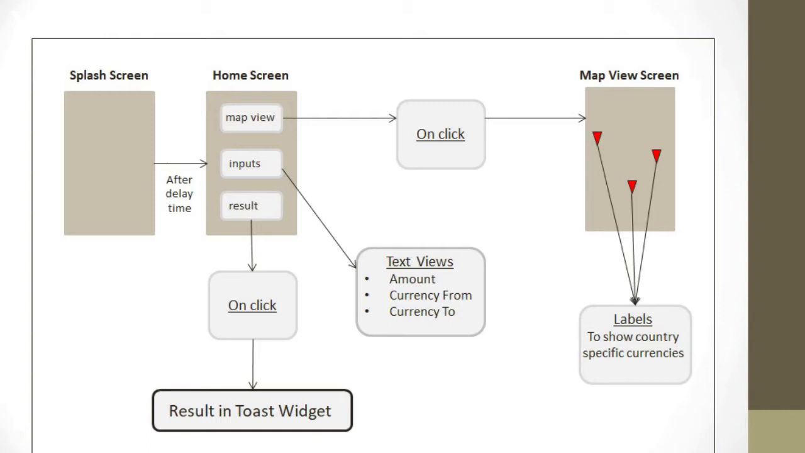In the second section of the home screen, that is inputs, three different text views are there. First, the amount that needs to be entered. Second, currency from, that means whichever the currency of that amount the user has entered before. Third is currency to, that means in whichever currency the user wants that amount to be converted into. In the third section, that is result, by clicking on that, the result will appear in the toast widget that is provided by the Android SDK. So now let's move forward to our code.